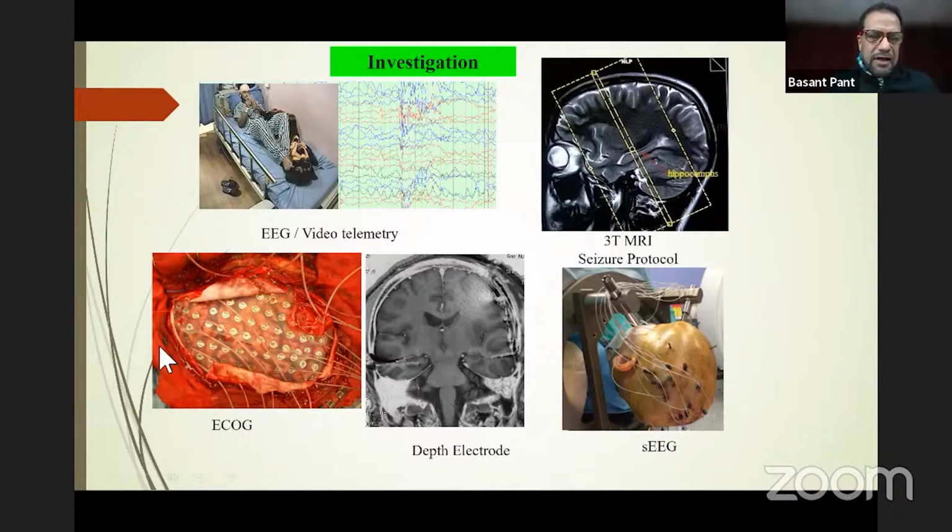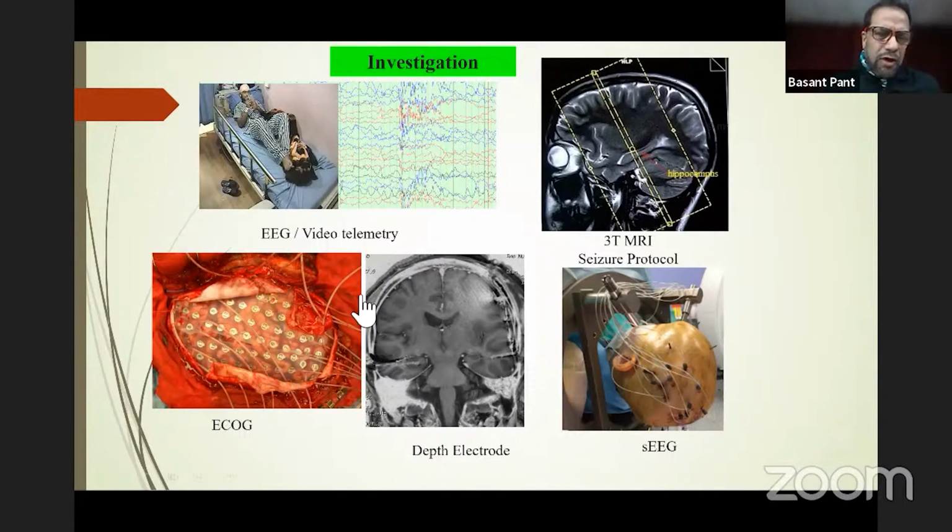Another is intraoperative ECoG, which we are doing all the time in almost all the cases. But many institutes, especially in Japan, think that you have to do pre-op ECoG for about 6-7 days for every patient. I don't think that is necessary. If there is a very clear-cut case, then you can go ahead without doing any invasive chronic EEG recording.